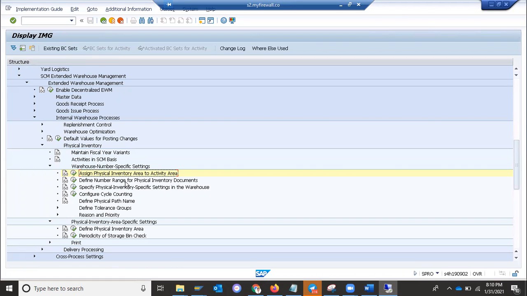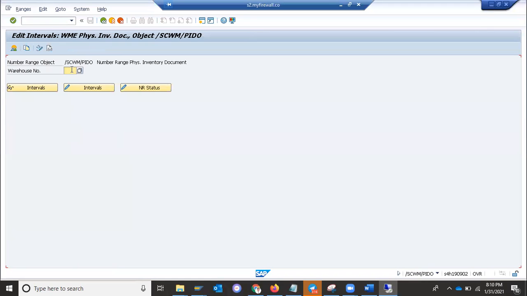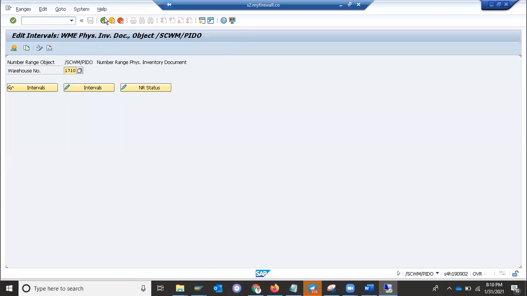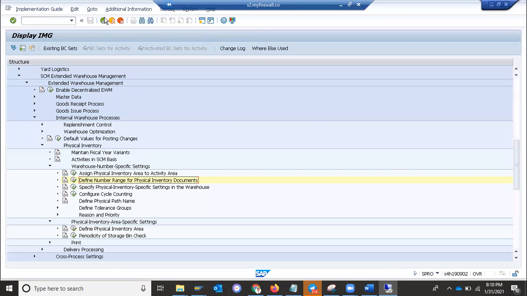Okay, we can define the number range of the physical inventory document. What is the number range? Let us suppose for 1710, this is the number range. Okay. Any question? Let us see.